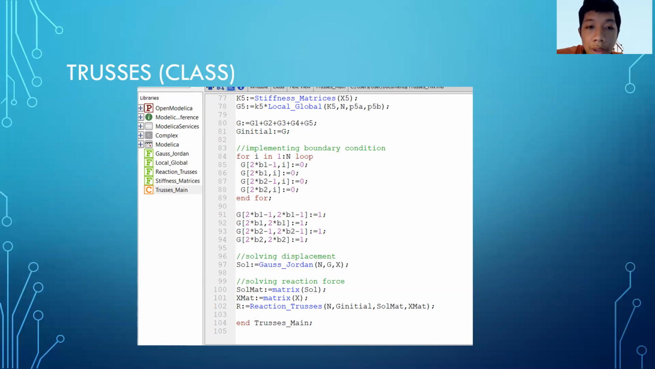Now, after we define that, we can solve this displacement by Gauss Jordan. We call the function with input ng and x, so we can get the solution. Now we can solve the reaction force by calling the matrix and reaction trusses. We name the reaction trusses as R with input G initial, SOMAT, and XMAT. After we finish that, we can end trusses main, so we can run this class.